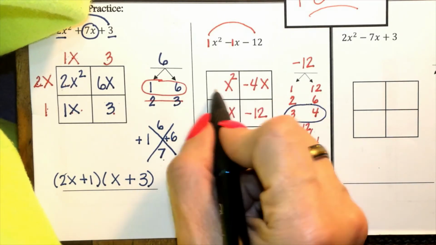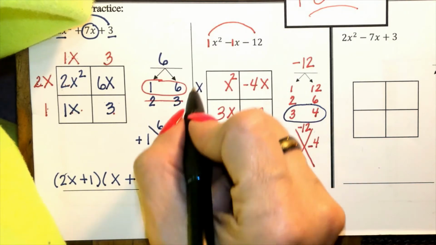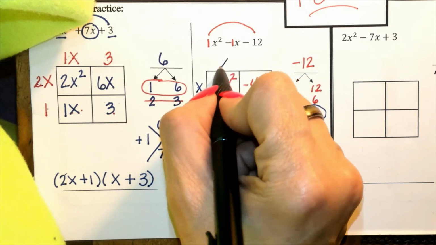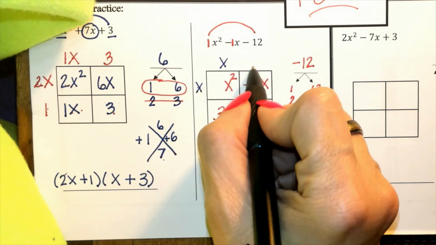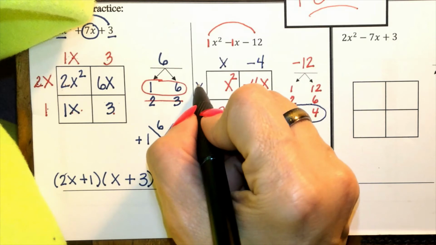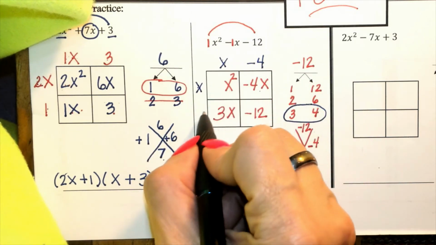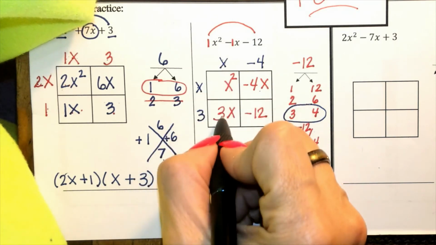X times what would give me x squared? Let's see, x times x would be x squared. X times what would give me negative 4x? Well, that would be negative 4. X times negative 4 would be negative 4x. X times what would give me 3x? I need a 3. 3 times x is 3x. 3 times negative 4 is negative 12. There we go. Can you write your factors?